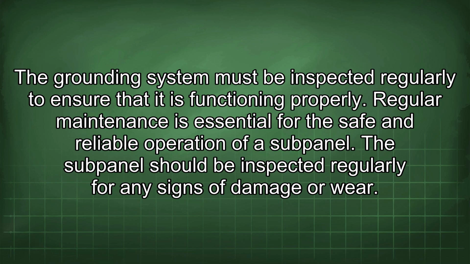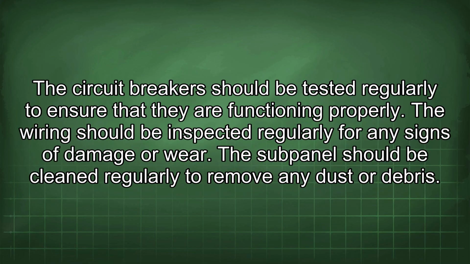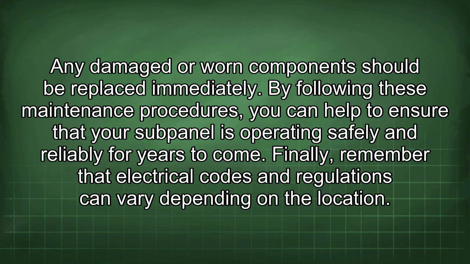Regular maintenance is essential for the safe and reliable operation of a subpanel. The subpanel should be inspected regularly for any signs of damage or wear. The circuit breakers should be tested regularly to ensure that they are functioning properly. The wiring should be inspected regularly for any signs of damage or wear. The subpanel should be cleaned regularly to remove any dust or debris. Any damaged or worn components should be replaced immediately. By following these maintenance procedures, you can help to ensure that your subpanel is operating safely and reliably for years to come.